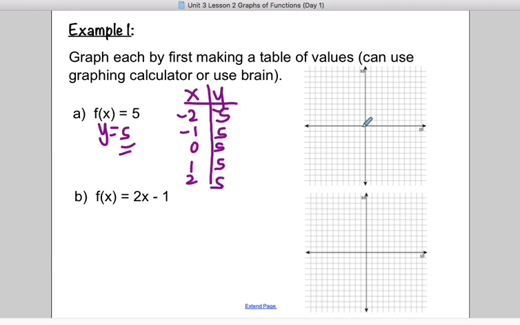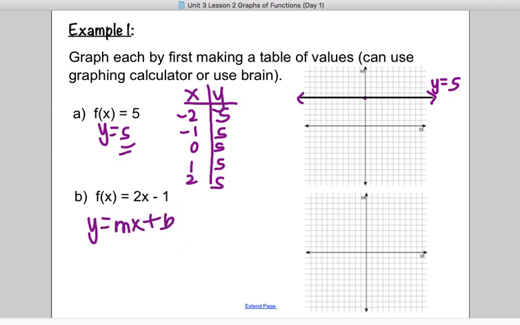Okay, so you could plot these points, but you could also know it's a horizontal line at 5. Okay, so there would be my y equals 5, or f of x equals 5. The next one is our good old linear. Y equals mx plus b.